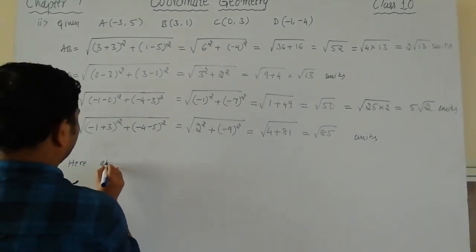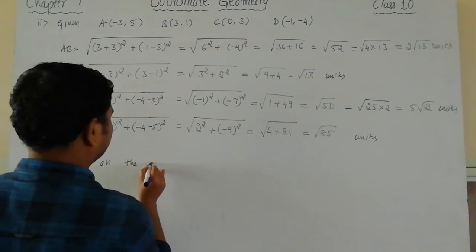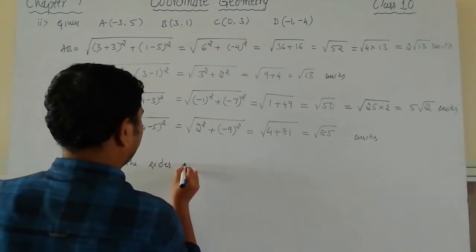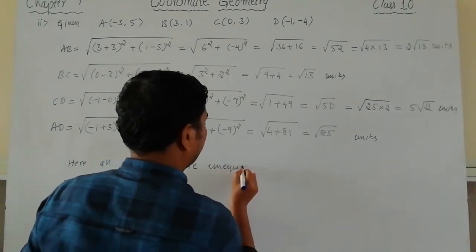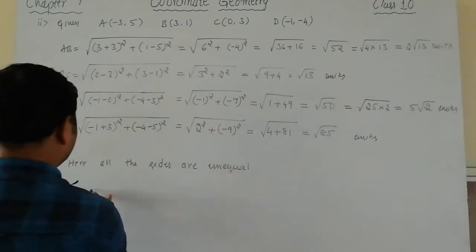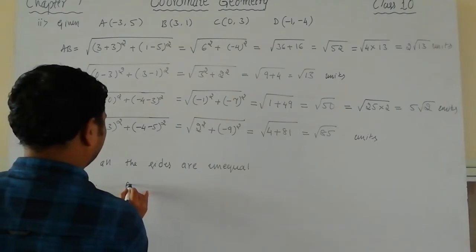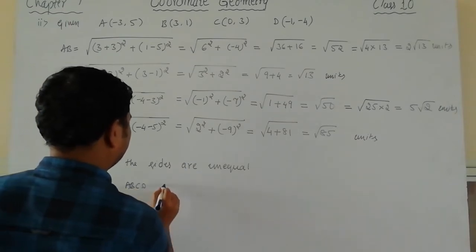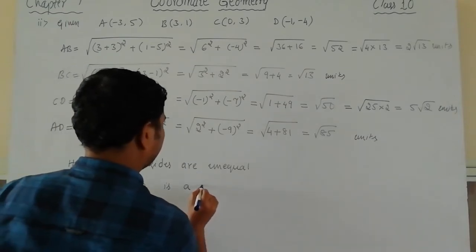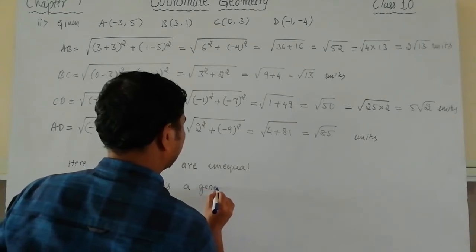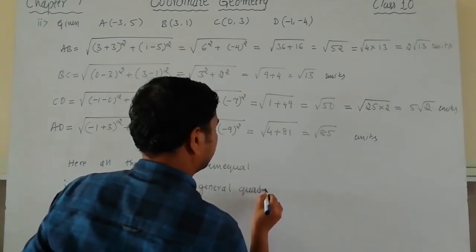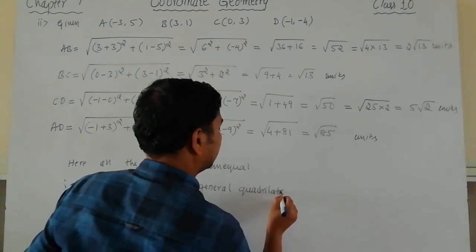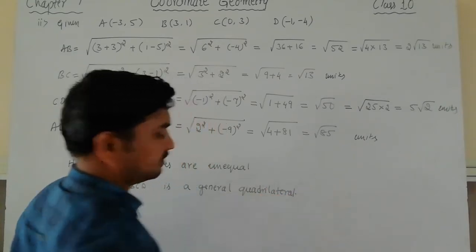Here all the sides are unequal. Therefore ABCD is a general quadrilateral. ABCD is a general quadrilateral. Okay, like this.